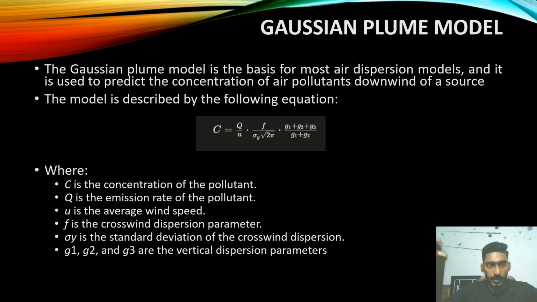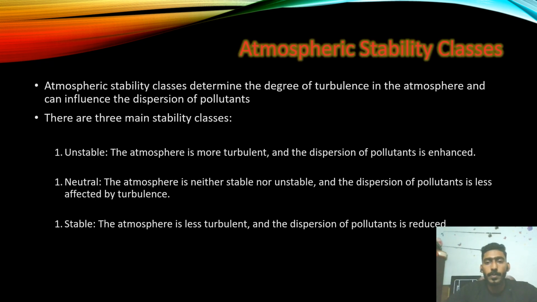and G1, G2 and G3 are the vertical dispersion parameters. For atmospheric stability classes, atmospheric stability classes determine the degree of turbulence in the atmosphere and can influence the dispersion of pollutants.